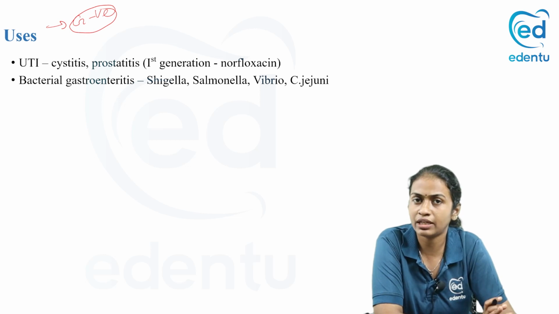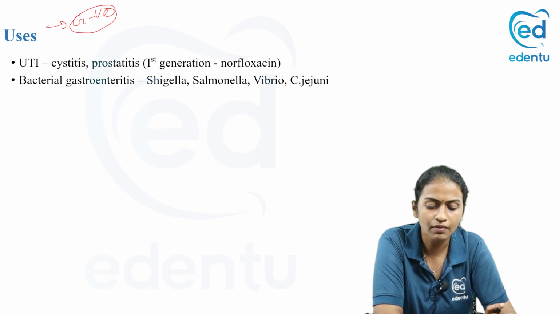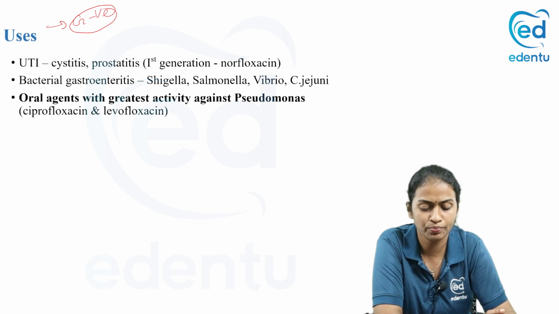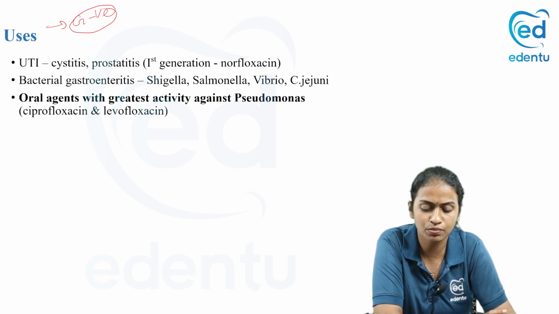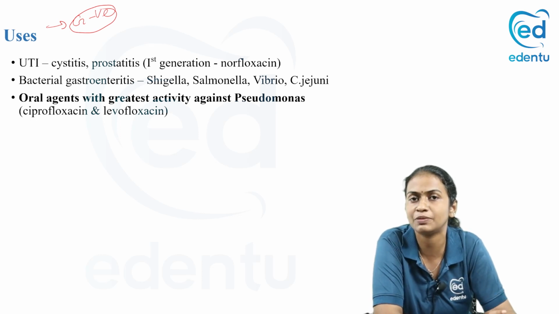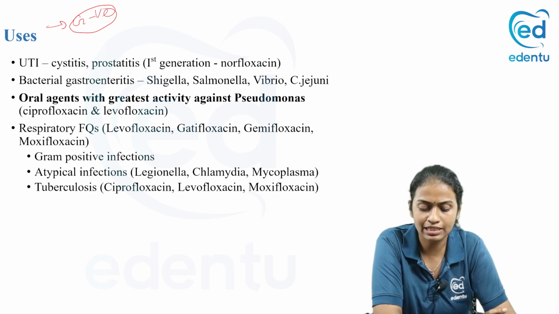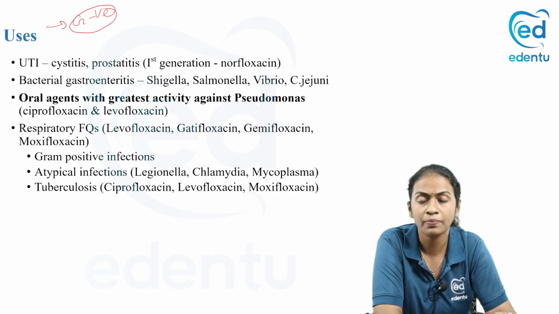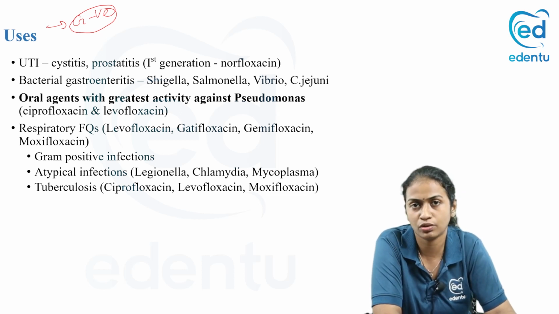So we use it for UTI, again gram-negative organisms, like cystitis or prostatitis. Bacterial gastroenteritis caused by Shigella, Salmonella, Vibrio. Then, as I said earlier, oral agents with the greatest activity against pseudomonas, especially ciprofloxacin and levofloxacin. There are certain respiratory fluoroquinolones like levofloxacin, gatifloxacin, gemifloxacin, moxifloxacin, which have activity against gram-positive atypical infections as well as multi-drug resistant tuberculosis.